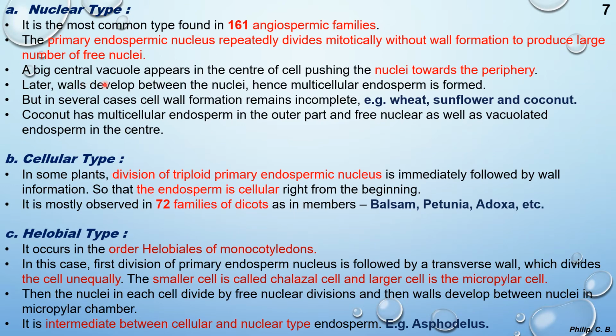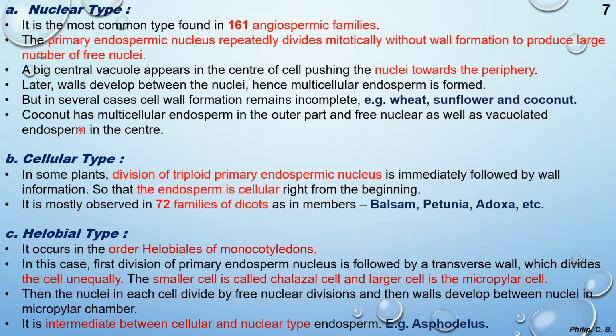Third point, a big central vacuole appears in the center of the cell, pushing the nuclei towards the periphery. Later, walls develop between the nuclei, hence multicellular endosperm is formed. So the wall formation takes place later on, that's why it is seen as a multicellular endosperm. But in several cases, cell wall formation remains incomplete, for example wheat, sunflower, and coconut, where it is usually incomplete.